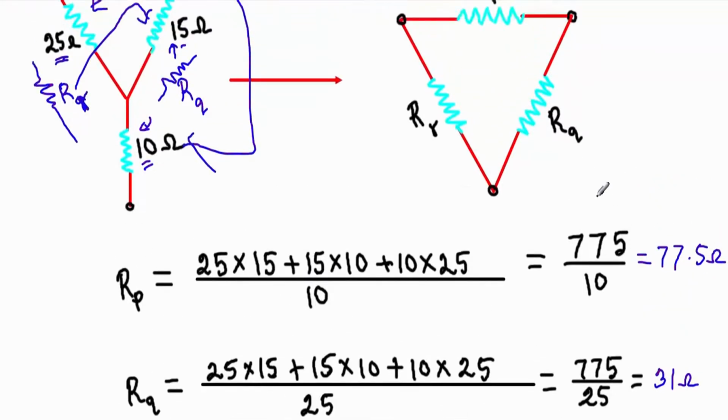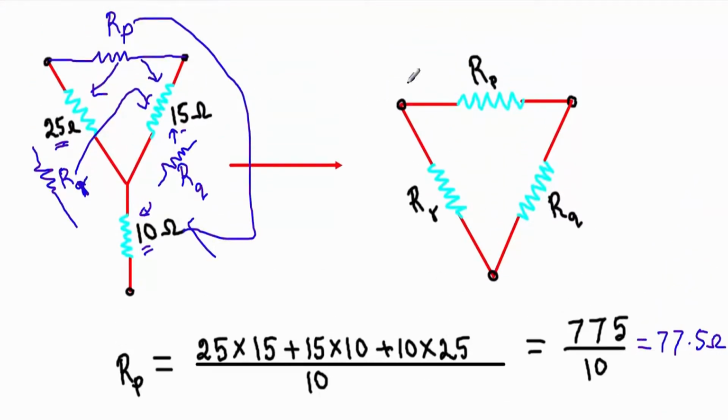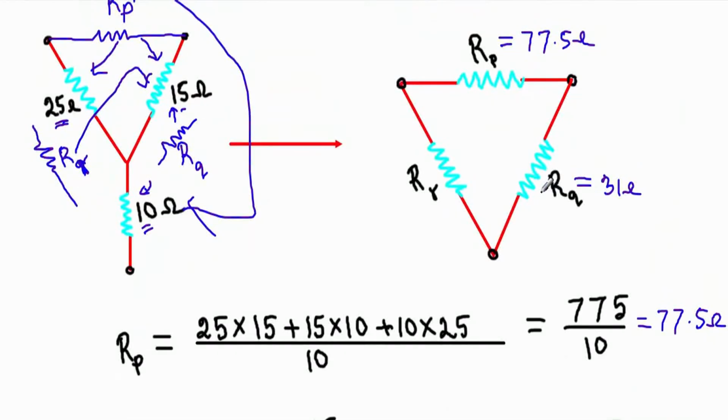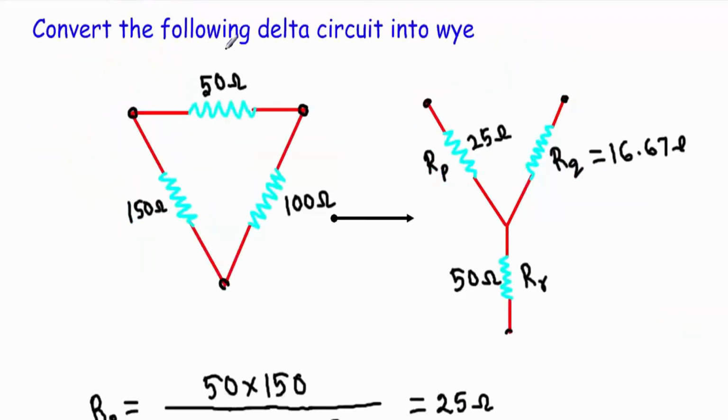So if I convert this Y circuit into a delta circuit, I will get a circuit whose resistances will be equal to 77.5 ohm, 31 ohm, and 51.67 ohm. This is another example.